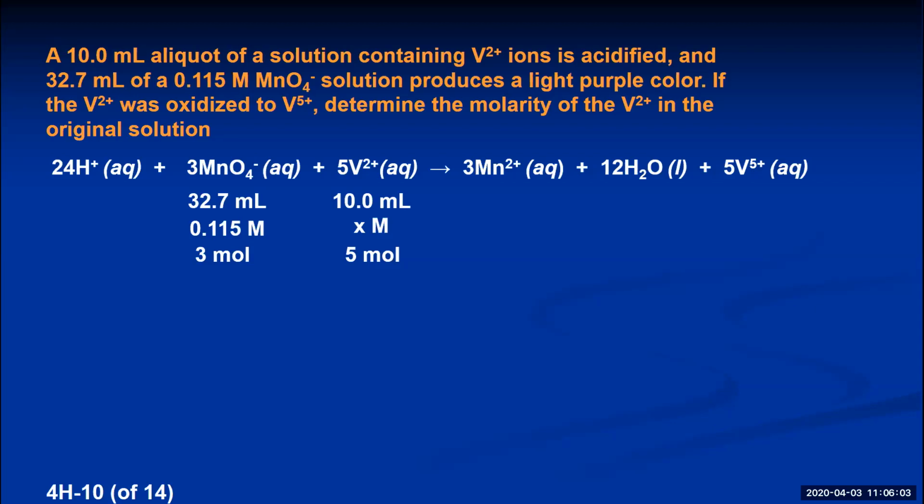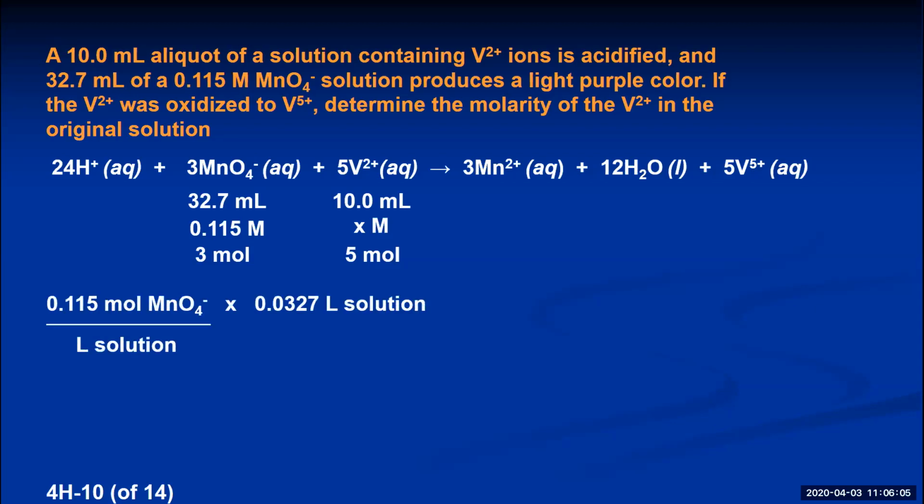If you're given solution data, you go molarity times volume. So I'm going to take the molarity of the permanganate, 0.115 moles per liter, multiply it by its volume of 0.0327 liters. This will give me, oh, I put the line in the wrong place. That should have been the liters on the bottom that canceled out. So we will get moles of permanganate, so just pretend that line was a little bit lower.